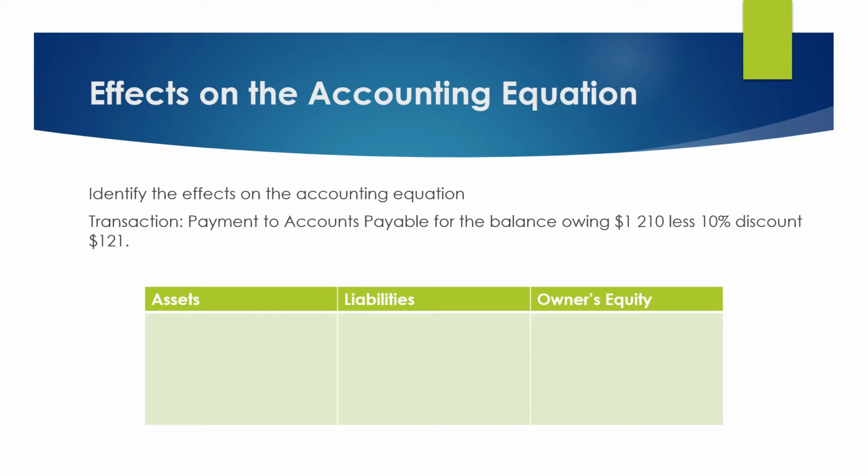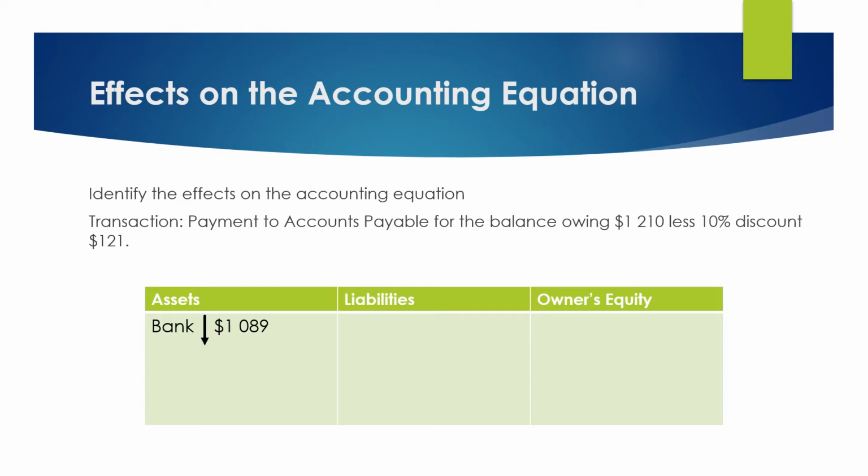Payment to accounts payable for the balance owing $1,210 less 10% discount $121. Because we know that this is a cash transaction where a payment has been made out of the bank, we know that firstly, the bank account has been affected. Bank would typically be classified as an asset. In this case, the bank has decreased by $1,089, which represents the physical amount that was actually paid to the accounts payable after the discount. It is calculated by taking $1,210 minus $121.